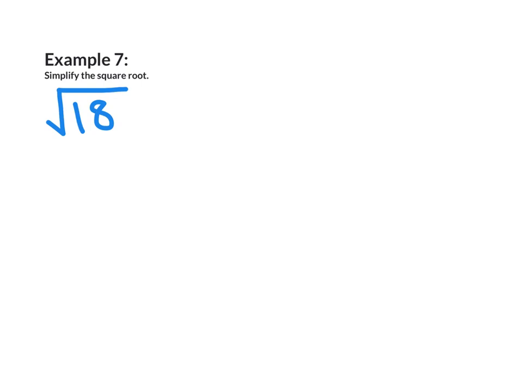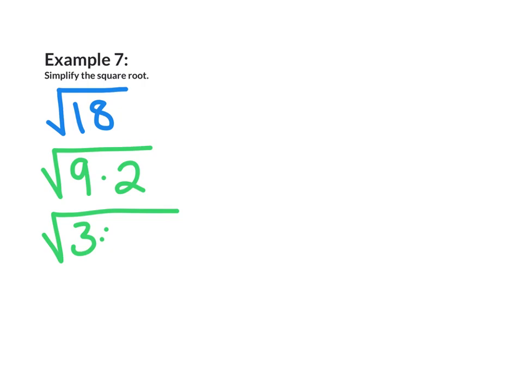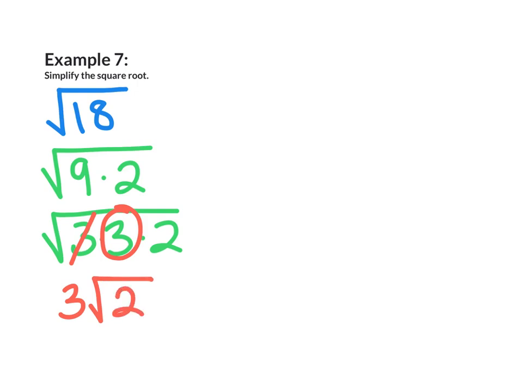Example 7. The square root of 18 can be broken down to 9 times 2. I know 9 can be broken down further. So it's going to be 3 times 3. And then I'm going to bring down that 2. So now I have my twins. One dies, one escapes. So my answer is going to be 3 root 2.